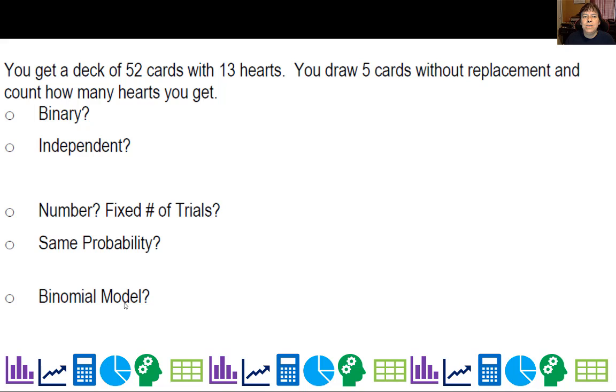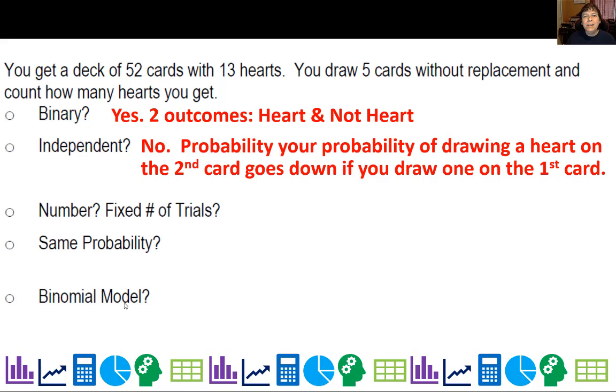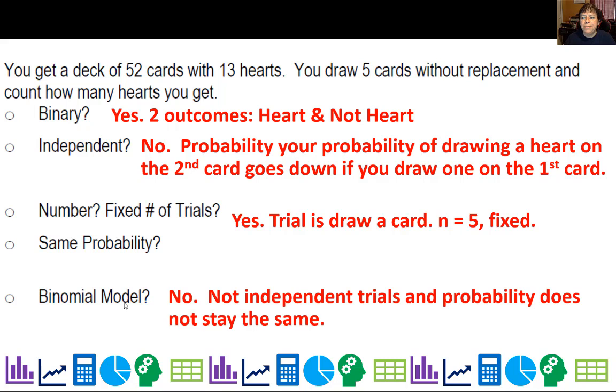So let's say you get a deck of 52 cards with 13 hearts and you draw 5 cards without replacement and count how many hearts you get. All right, so binary. Sure, it's either heart or not heart, right? And we're going to do independent. No, the probability of drawing a heart on the second card goes down if you draw one on the first. You can probably strike that second probability. All right. Is the number of trials fixed? Yes. A trial is drawing a card and you're only drawing 5. Is it the same probability? No. Which means we already know it's not the binomial model. There are not independent trials, and the probability does not stay the same.